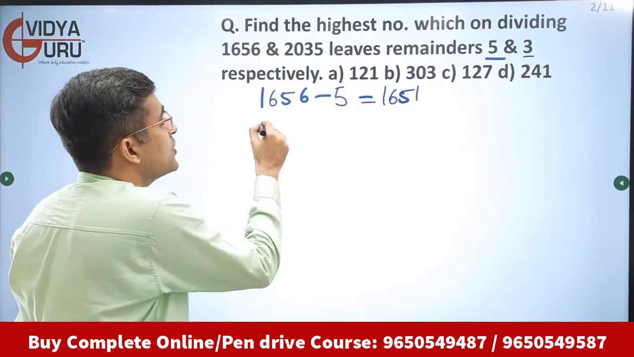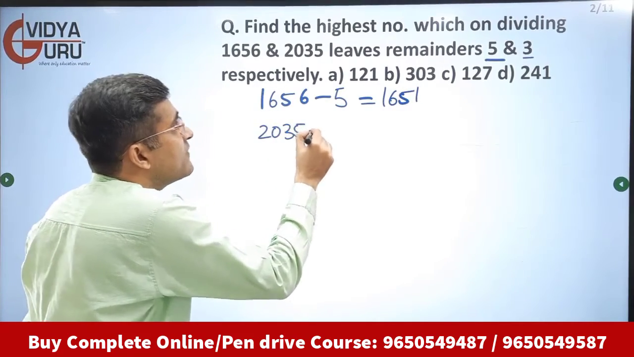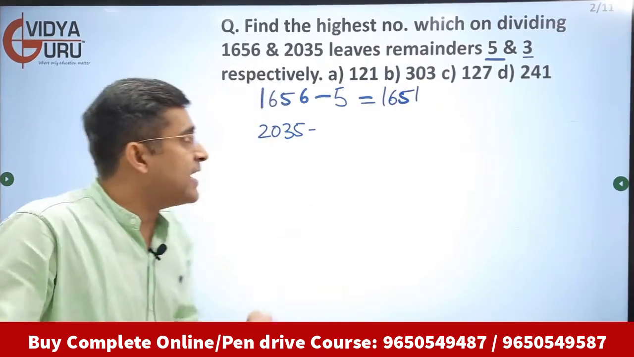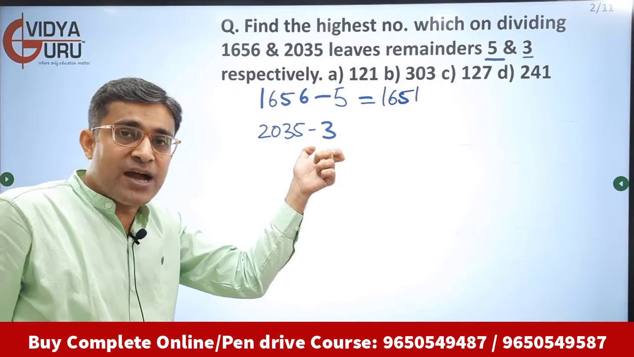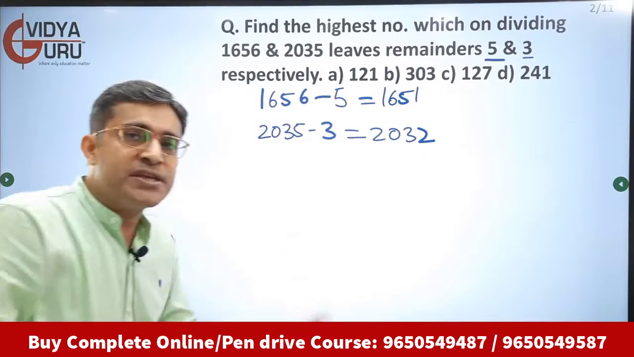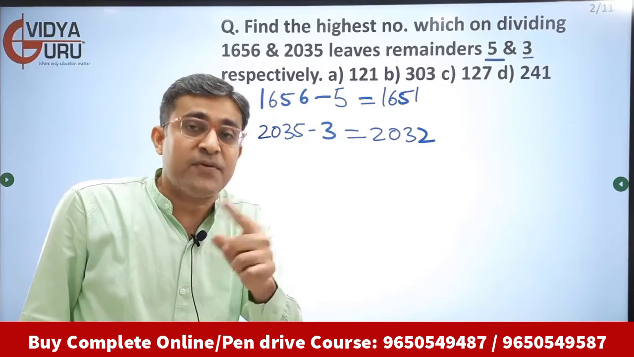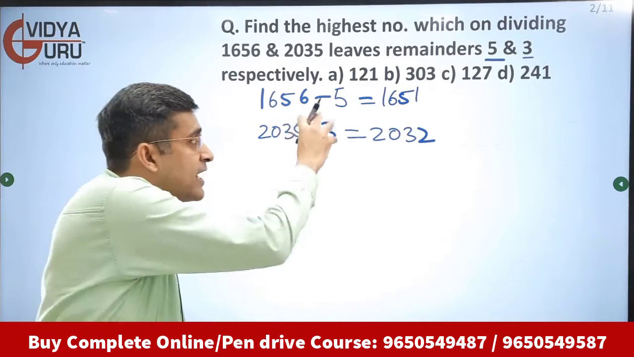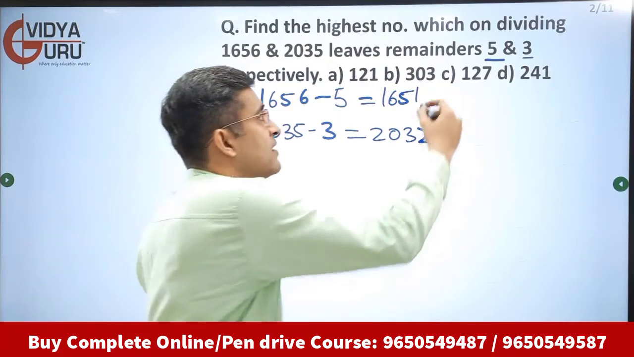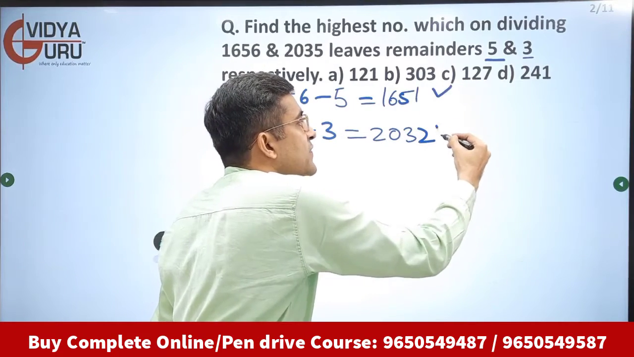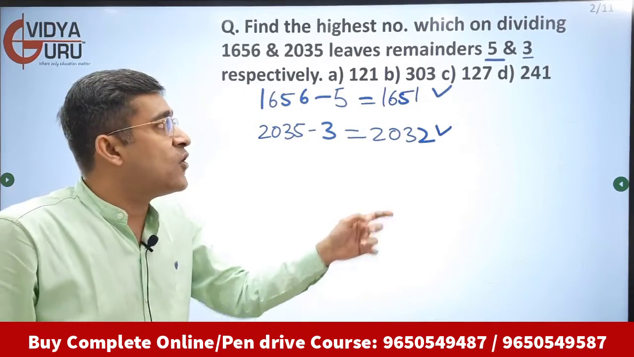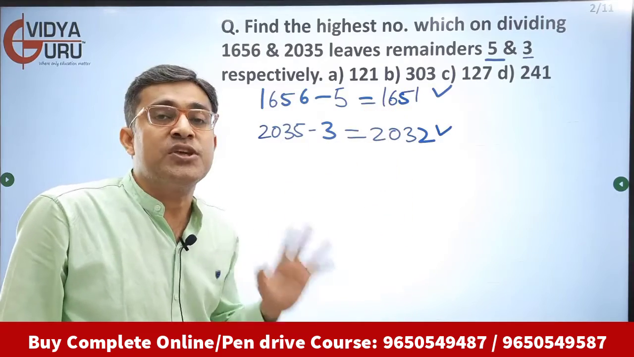Similarly, if you look at 2035, when 2035 is divided by this number, the remainder left is 3. So if I take away the extra 3, I'm left with 2032. And now this 2032 will be completely divisible. Why? Because I have taken away the extra part which was 3. That means this number will completely divide 1651 and it will completely divide 2032. It is going to be a factor of both 1651 and 2032.